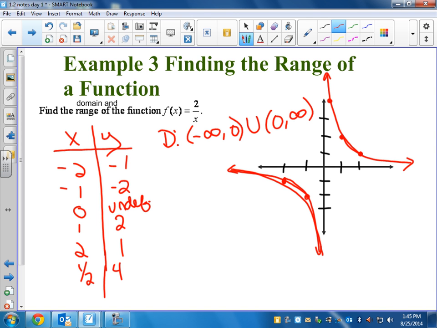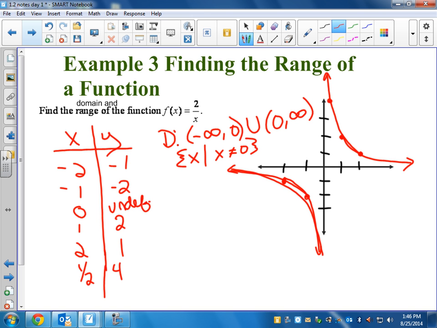So that's kind of a lot of work. This is where people say, that's ridiculous, I'll just do set notation, because guess what you can say? x is everything but 0. So you can say x such that x cannot equal 0. And that says the same thing that all that fancy stuff says.